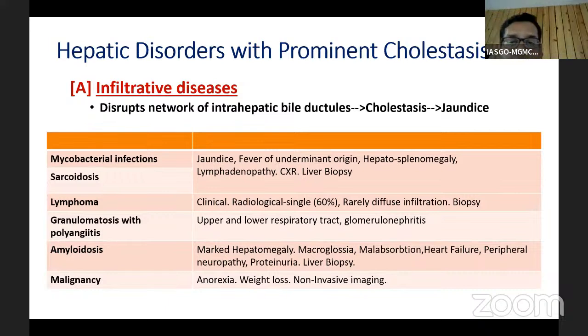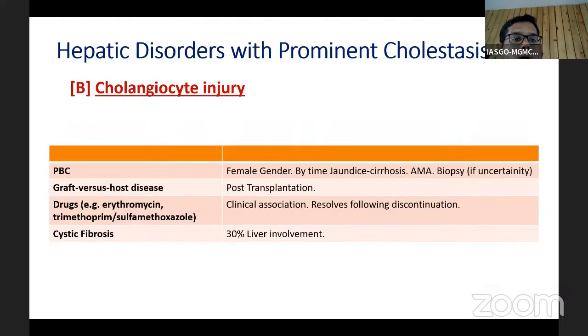Also, patients with macroglossia, malabsorption, heart failure, peripheral neuropathy, and proteinuria might require an evaluation for amyloidosis. Cholangiocyte injury: a common cause is primary biliary cholangitis, which is more commonly found in the female gender. 8:1 is the gender predisposition. It can be diagnosed with AMA, anti-mitochondrial antibodies.